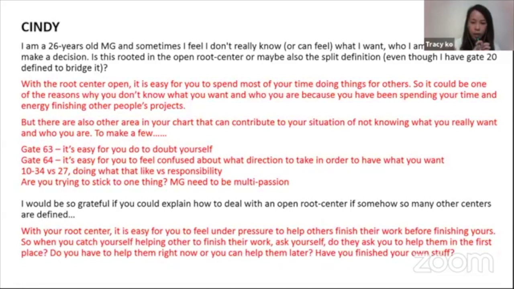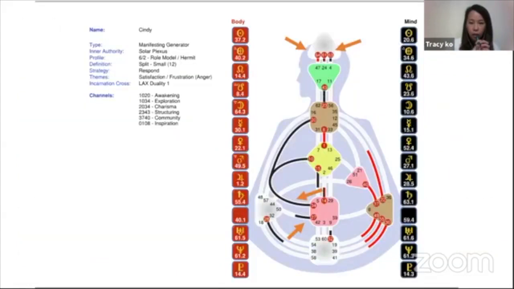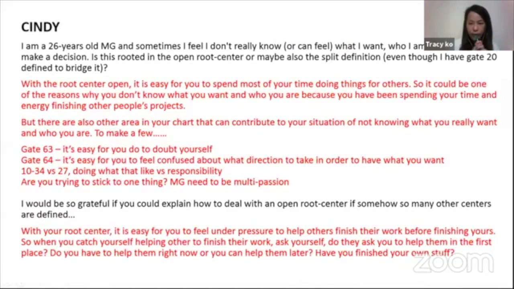And the third indicator that I see might contribute to what you're feeling right now is that in your chart, you have the channel 10-34. 10-34 is one of the channels in the centering circuit. And you also have the gate 27, which is part of the defense circuit. People who have the centering circuit as well as the defense circuit at the same time in the chart sometimes experience a tug of war in their hearts, because with the channel 10-34, they are driven to do what they want to do. But with the gate 27, they really want to take care of their loved ones and their families.